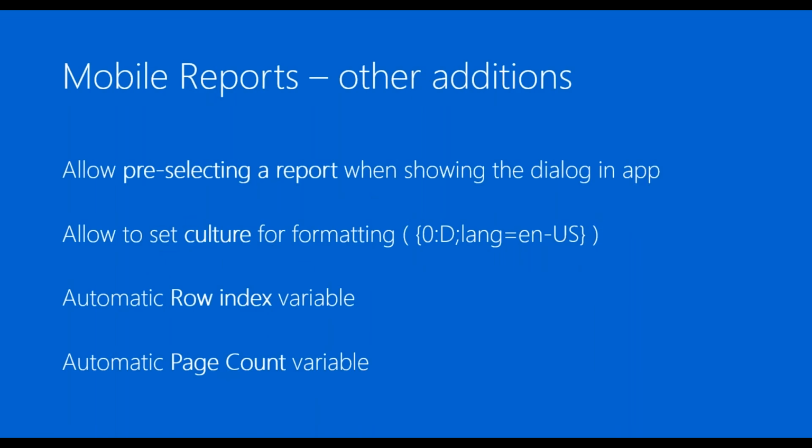We have also added a couple of other fields and improvements, like pre-selecting a report. So if you add a command to run a report on a form, you can now pre-select which report it will run. You can also set culture in formatting. There are also row index and page count variables if you would like to use them in the report. So let me show you some of this in the demo.